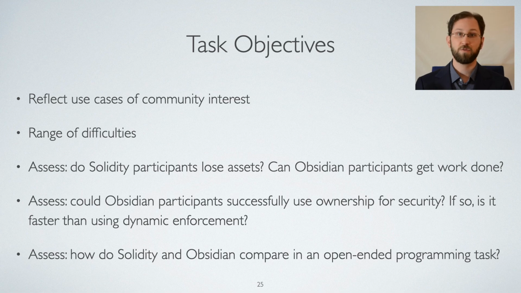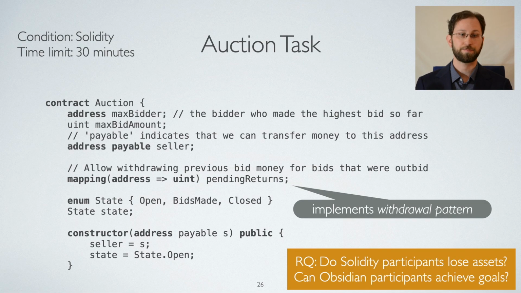We also wanted to know whether Obsidian participants would be able to use ownership in order to express a security constraint, and if so, whether doing so would be faster than writing that code dynamically. And then we were interested in how the two languages would compare in an open-ended kind of programming context. And today I'm going to focus on the first 2 tasks.